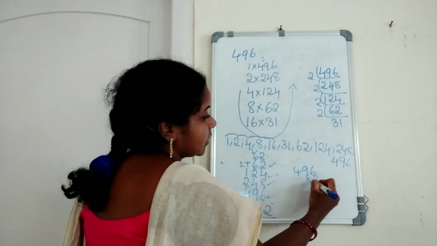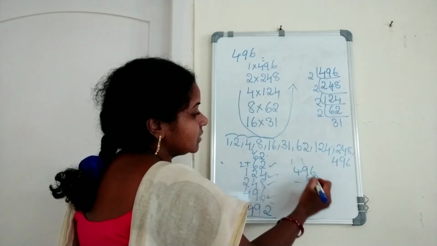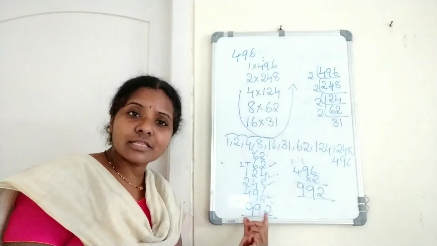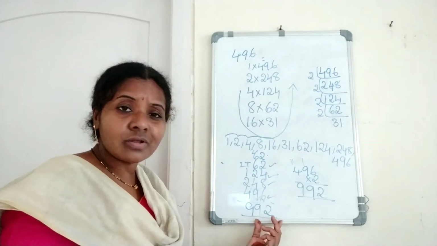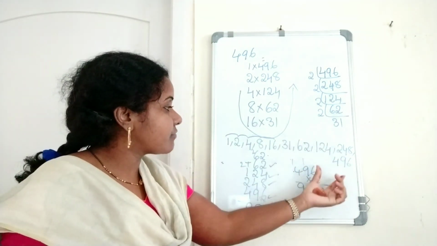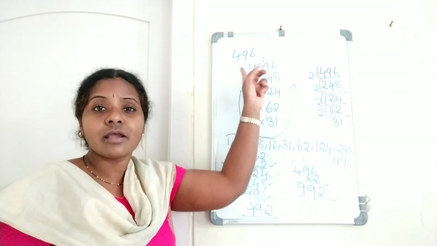496 twos: 2 6s 12, 2 9s 18 plus 1 is 19, 2 4s 8 plus 1 is 9. So 992. Here the sum of all the factors is also 992. So the sum of all factors of a number is twice the number. Therefore 496 is also a perfect number.